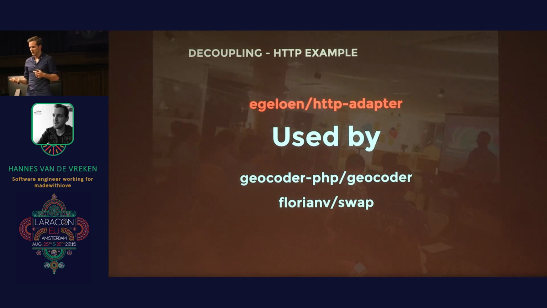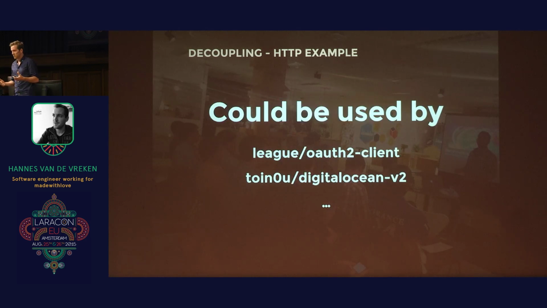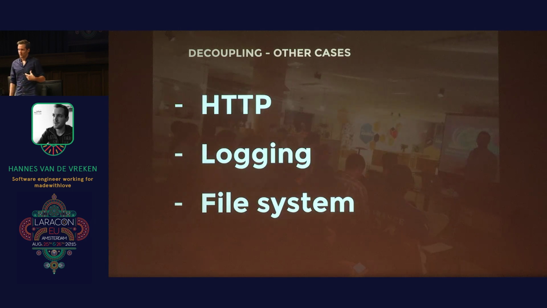And that one was used by Geocoder and Swap, which is something for exchange rates, some SDK, so good decoupling there. It could be used by the Flysystem, OAuth2 client, or a DigitalOcean SDK, or whatever SDK. It could be used by those packages, once it's stable. So decoupling is useful. I've just shown you an HTTP client decoupling use case, but it's also useful for logging. There's the PSR logger interface, which is very useful if you don't want to tie into Monolog, for example.